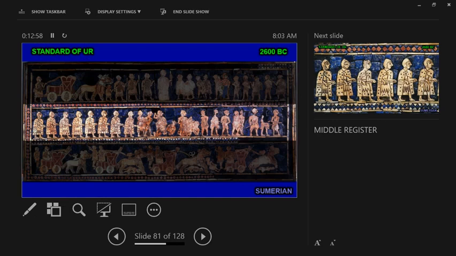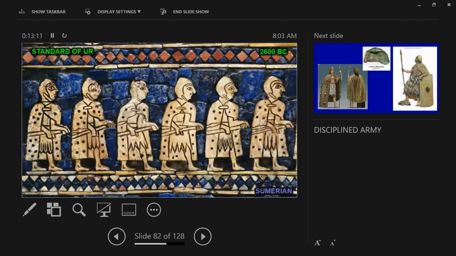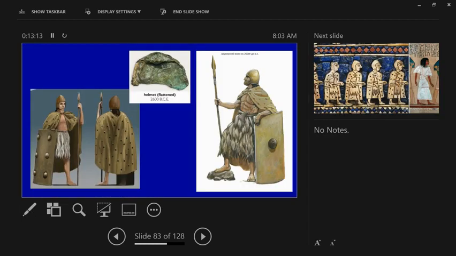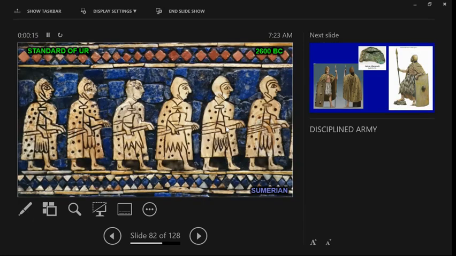All right. On the middle register, we have soldiers on the left and prisoners of war on the right. Look at the soldiers and look how uniform they are on the left. And again, this is what artists think they would have looked like. Notice that they are very uniform. I want to point out again the twisted perspective. Look at the eyes up there. It's a frontal view of the eye, but a profile view of the face.